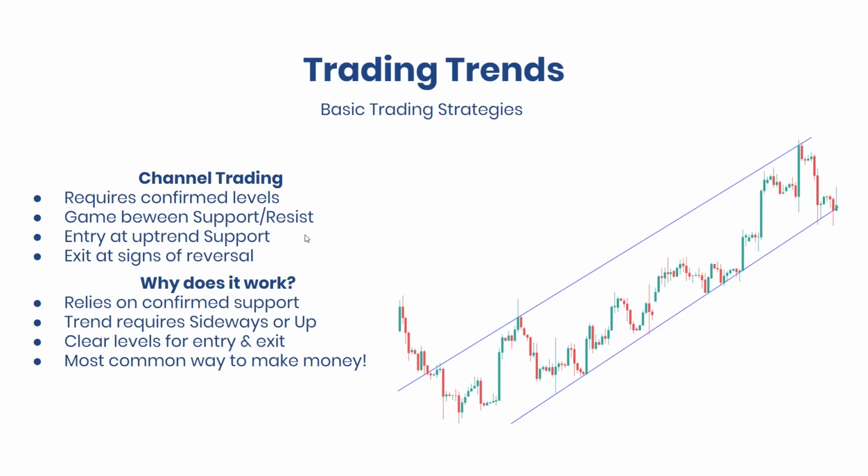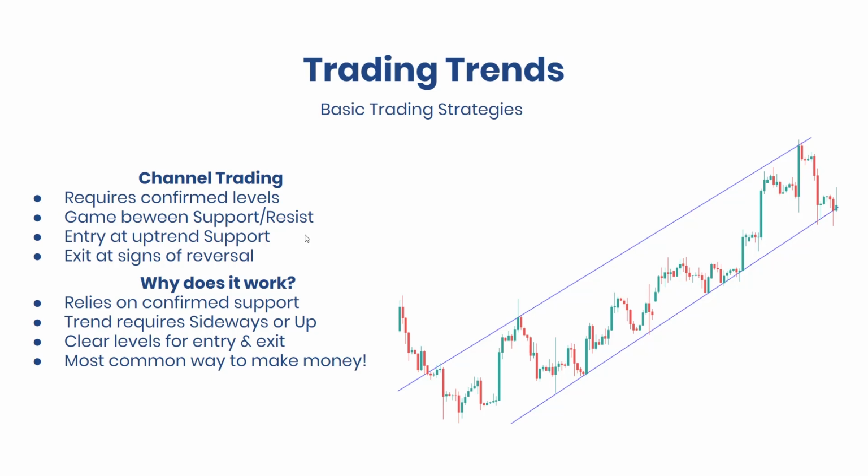All right, let's talk about some basic strategies that you can utilize trends for. The first one we're going to start with is channel trading. And channel trading is probably the most common way to make money in the market, even if you don't recognize it. Basically, you just buy at some point during an uptrend, and we want to utilize technical analysis in order to find those optimal entries.